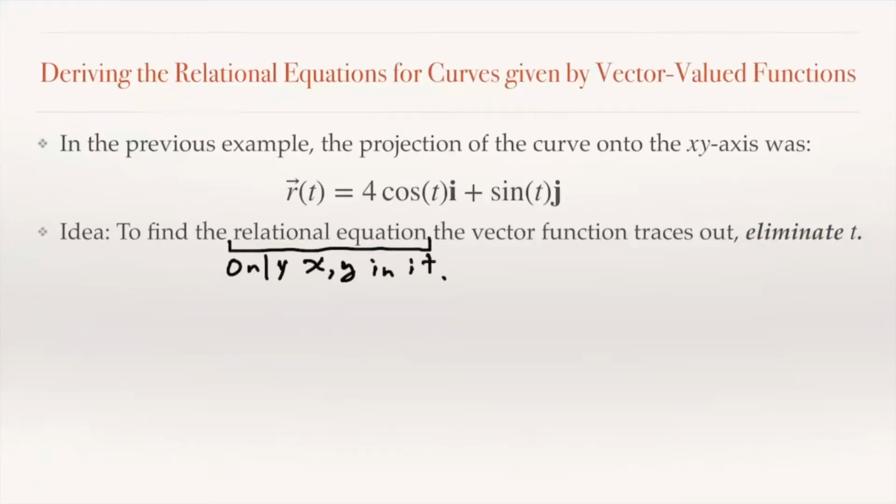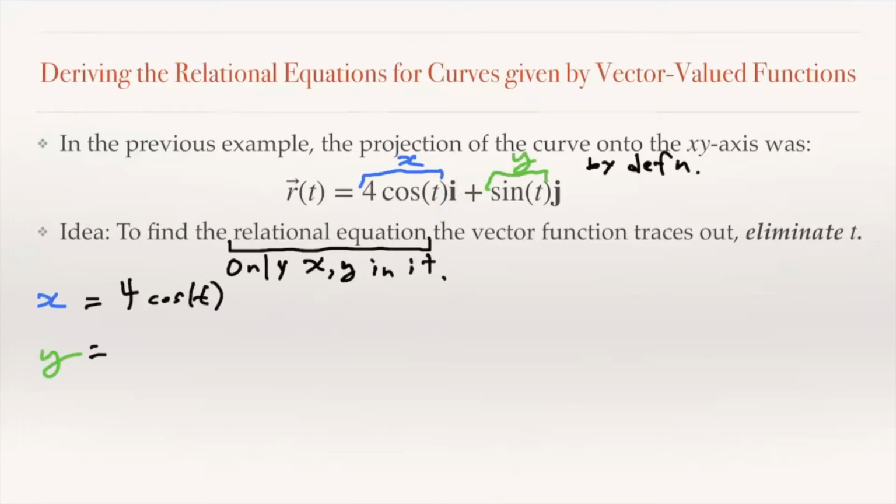Okay, well, for cosine t, the coefficient of i is x by definition. That is the x coordinate of the vector. And sine t, that is y by definition. Okay, so we know that x is equal to 4 cosine t, and we know that y is equal to sine t. And we want to eliminate t from this system.